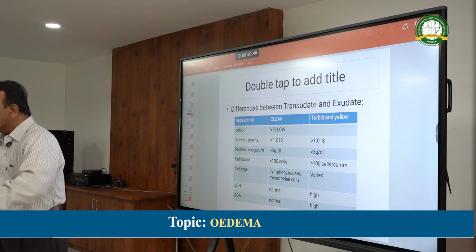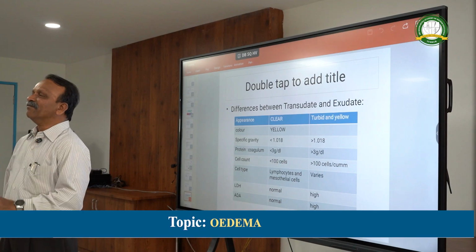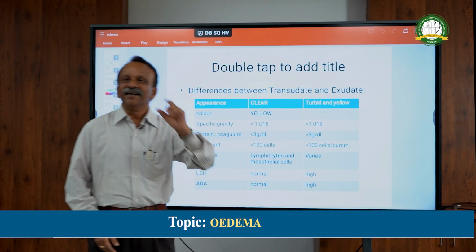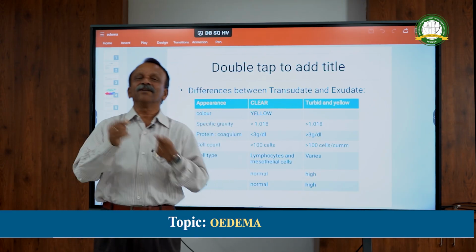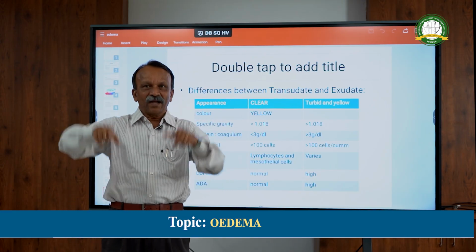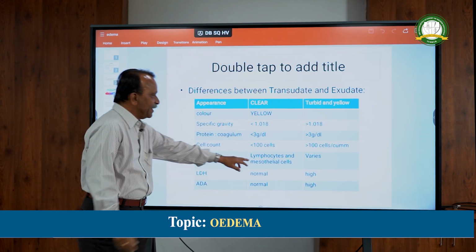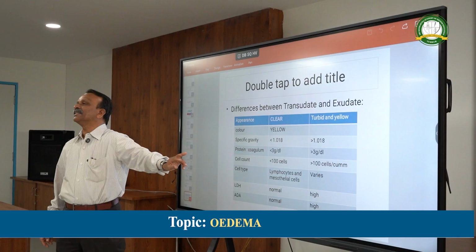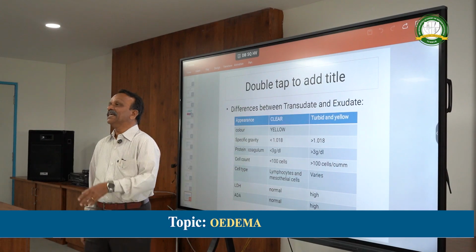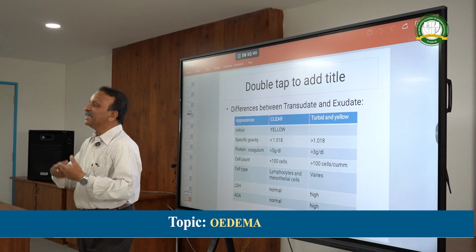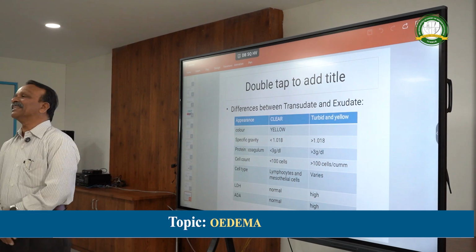In case of a transudate, it is mainly the lymphocytes or the mesothelial cells. What are these mesothelial cells? They are nothing but the lining cells of the pleural cavity, pleura or the peritoneum. They will be denuded into the fluid. That is, the lymphocytes and reactive mesothelial cells are seen in case of a transudate. But in case of the exudate, it varies depending upon the etiology.